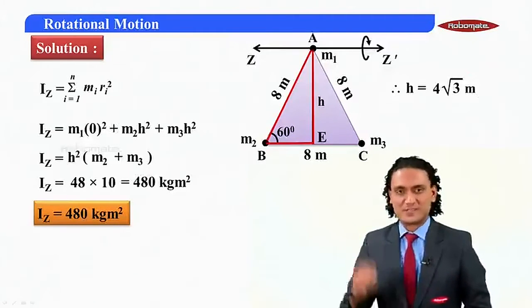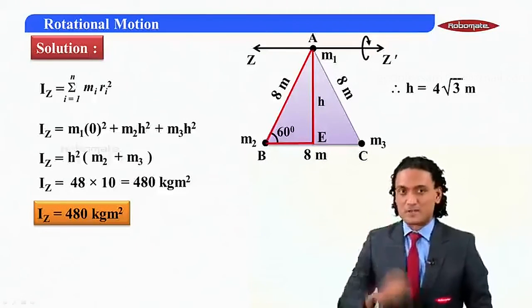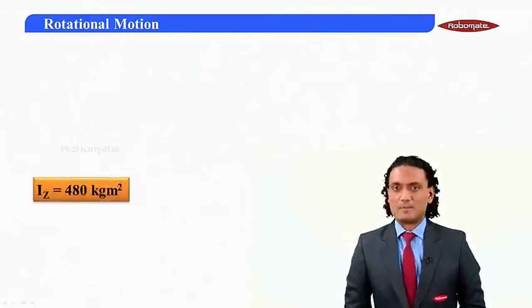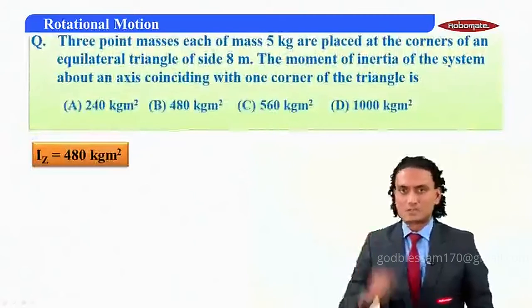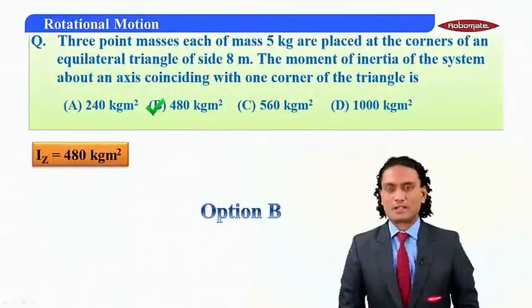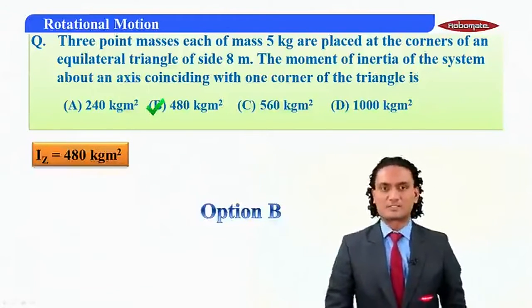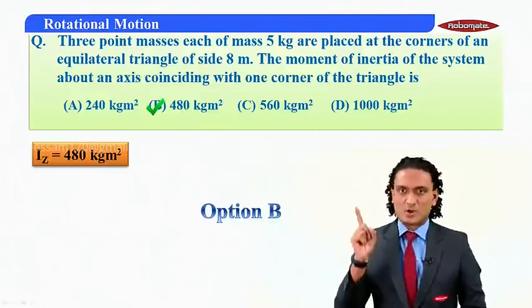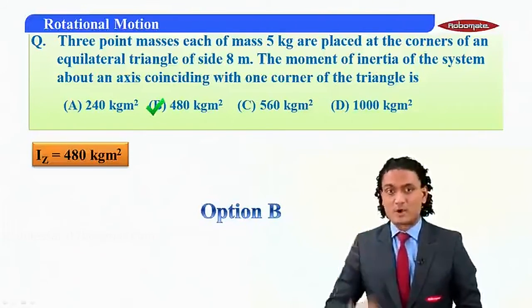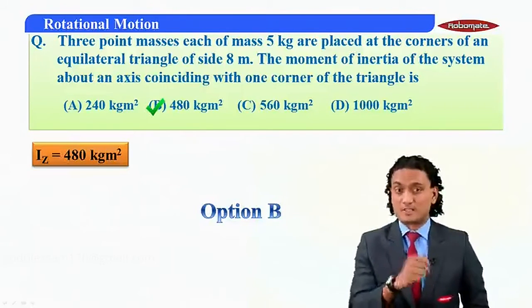So students, very simple. Please be careful, perpendicular distance. So now, let me bring back the question. Now in the question, which option is the correct one? Yes, option B. Option B is 480 kilogram meter square. So option B is the right answer. Is that clear, students? Again, this MCQ is based on system of particles, moment of inertia of system of particles. Be careful with the perpendicular distance.